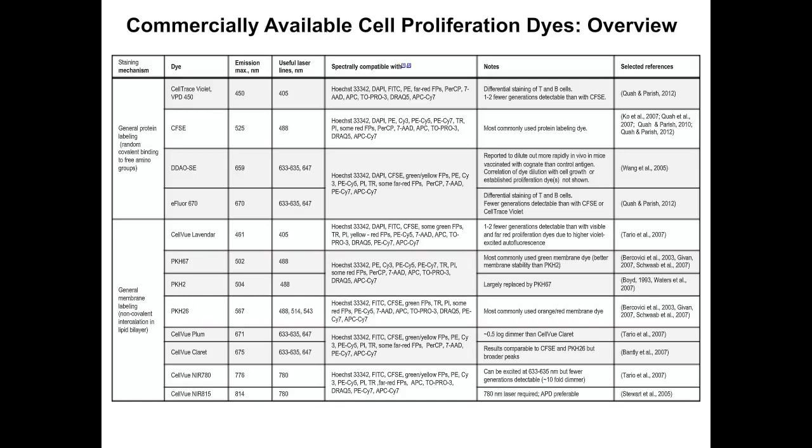In the membrane labeling dyes, there's the same variety. CellVue Lavender off of the 405. Really the prototype for this is PKH26, which emits in the red, and it's excited off of the 488. And then CellVue Claret off of the 640, and even off in the infrared, the CellVue NIR815s, which are excited off of the 780 laser. There's a wide variety of applications and notes, and all these have been published on.